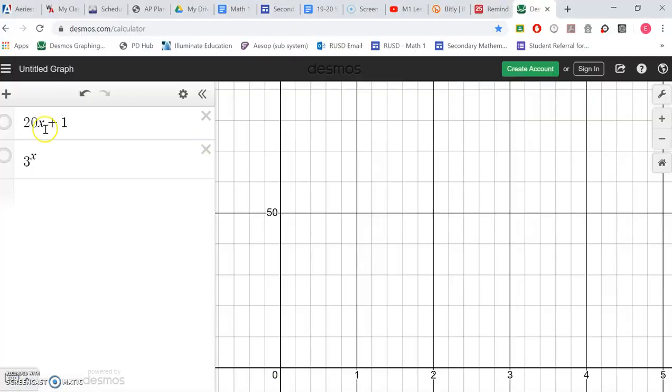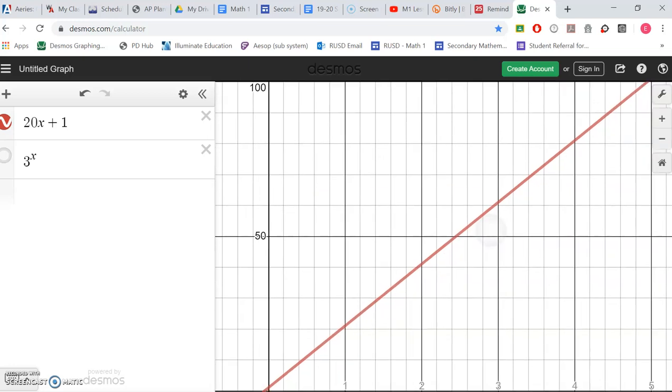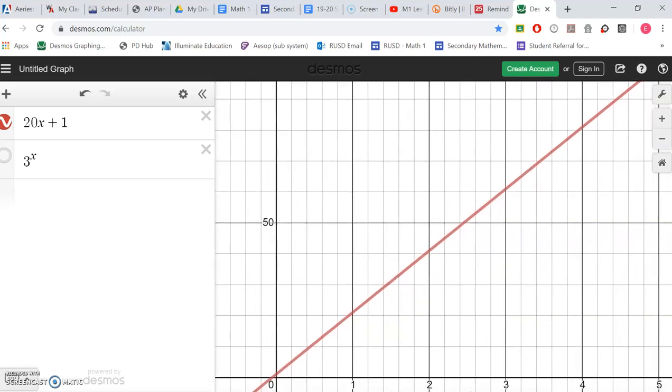So in Desmos, I type the two equations, 20x plus 1 and 3 raised to the x. 20x plus 1 looks like this. Notice that my window goes from 0 to 5, and then it goes from 0 to 100 in that direction. I've kind of got it centered up funky, but that's what it is. It's counting by tens this way, counting by fifths this way. But if we just pay attention to the dark lines, 5.